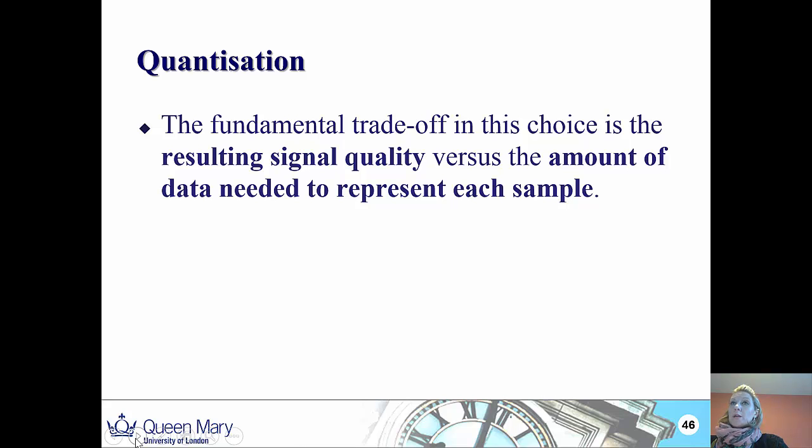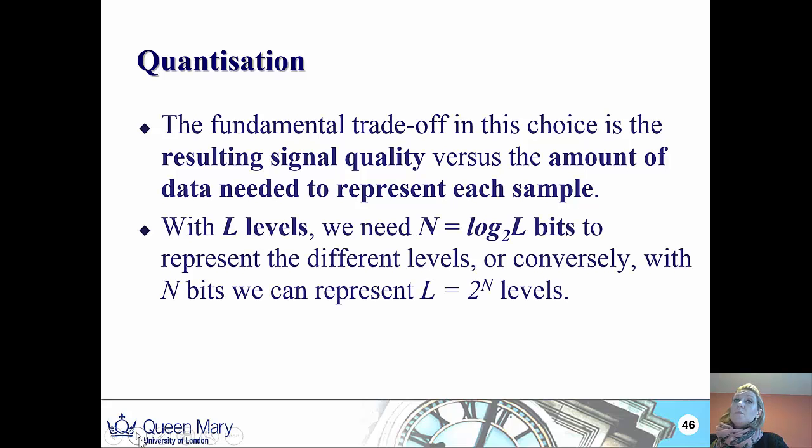So if you have more signal levels, you'll have a higher quality signal, but more data is needed to represent each sample. So there's a cost-benefit here in the decision-making process. As a rule of thumb, however, you can say that with L levels, whatever number of levels, we need log 2 L bits to represent the different levels. So for example, if we're using 8 levels to convert our signal, we'll need 3 bits in order to represent these different levels.